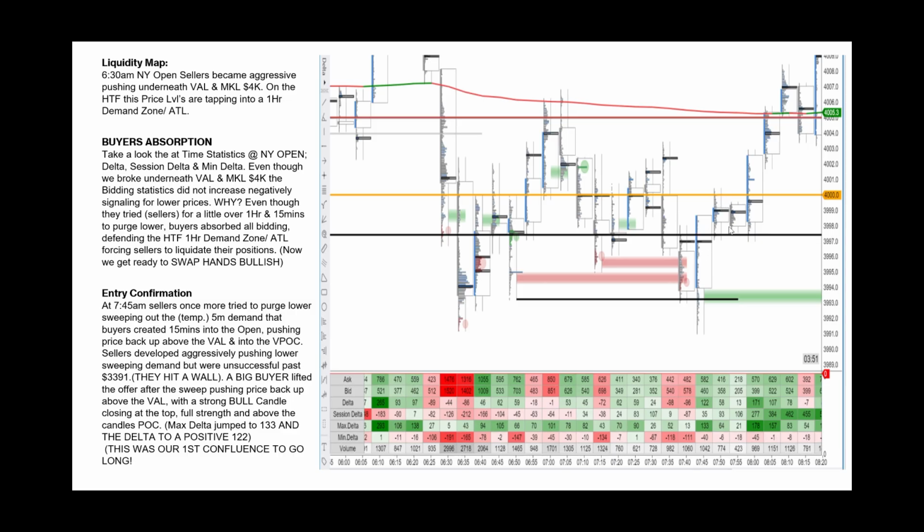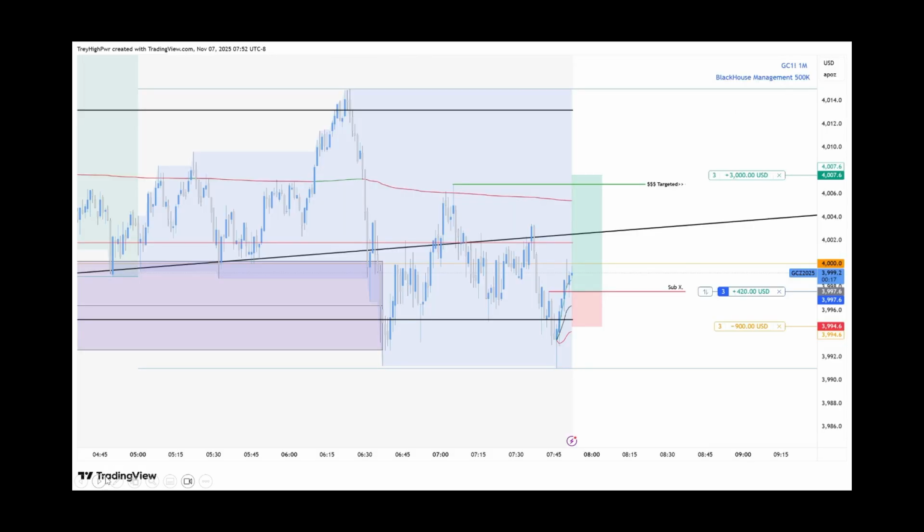This was our first confluence as to why I would be interested in taking this market long. All right, so the max delta jumped to 133 and the delta to a positive 122. This was our first confluence to go long. All right, this was the entry right here. As you can see, the value area low. Okay, we pushed into the value area low.